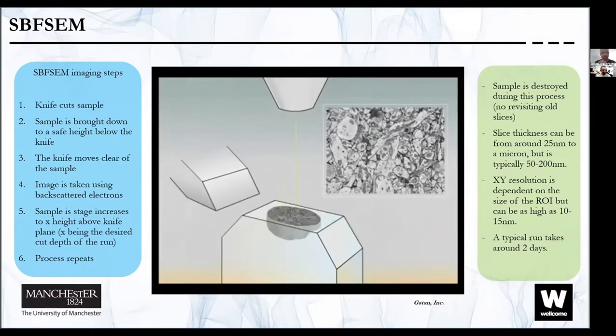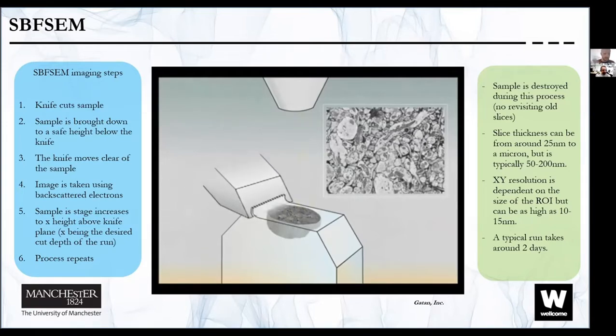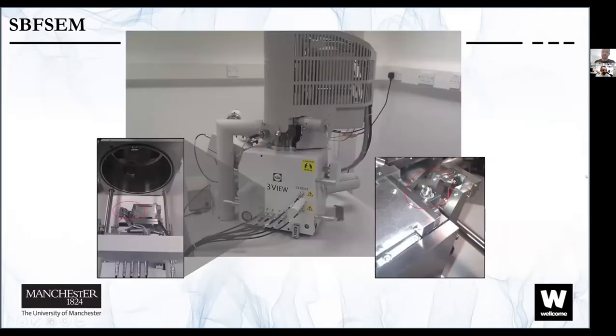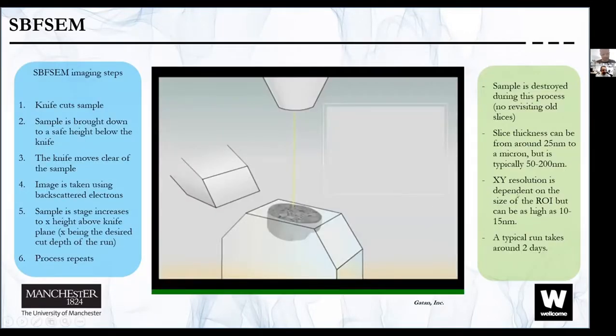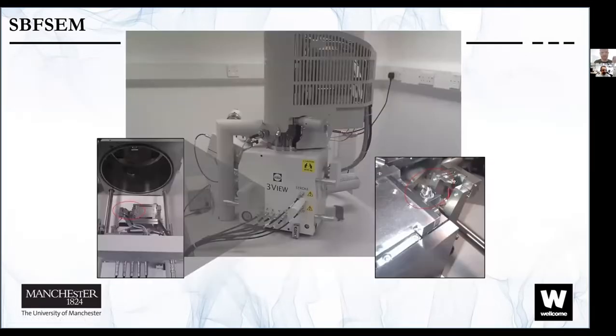Importantly, the sample is destroyed in this process, whereas with the previous technique, if you wanted to, you could go back and image your slices if you cared to store them. With this technique, you cannot do that. They're just lost. They're destroyed in this process.